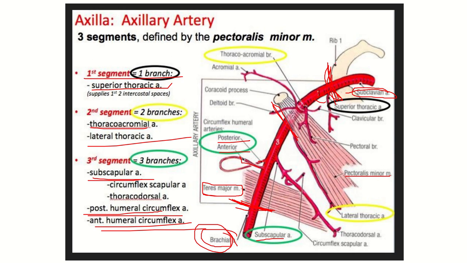So here a quick recap: it starts at the outer border of the first rib, ends at the lower border of the teres major muscle, and it has 3 segments, segment 1 to 3. In the first segment 1 branch, second segment 2 branches, and third segment 3 branches. From the first segment, here is the branch name, the superior thoracic artery, the first branch. From the second part, thoracoacromial and lateral thoracic, and from the third part, anterior and posterior circumflex humeral artery and subscapular artery. So it is all about the axillary artery. The first branch is the superior thoracic artery, which supplies the upper part of the chest, the first and second intercostal spaces.